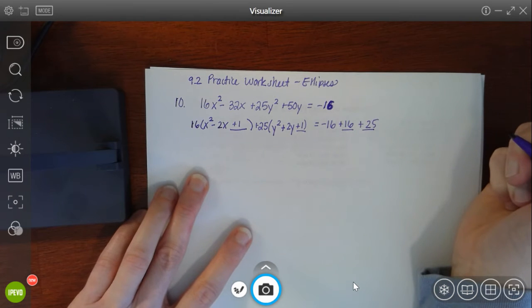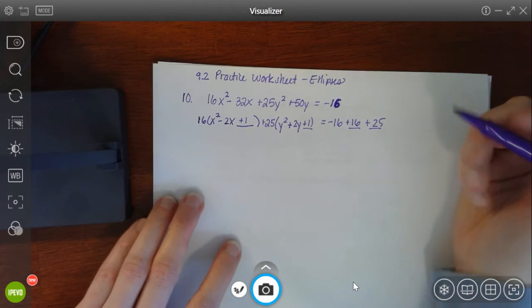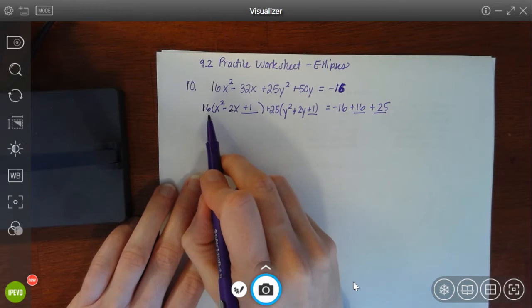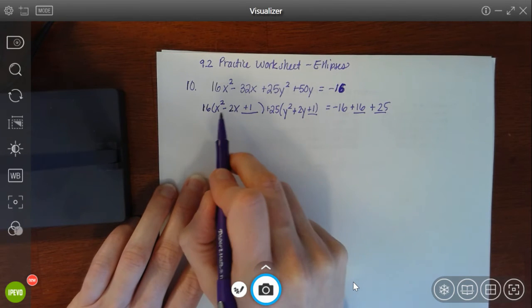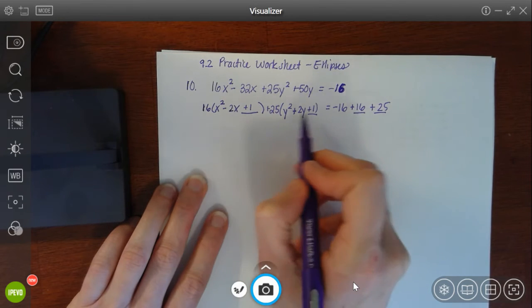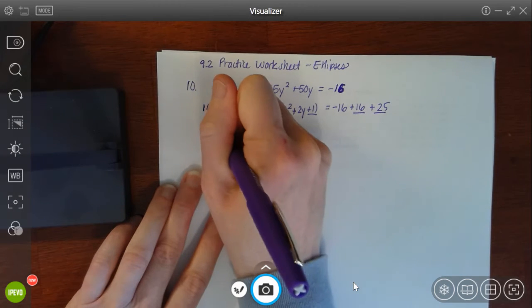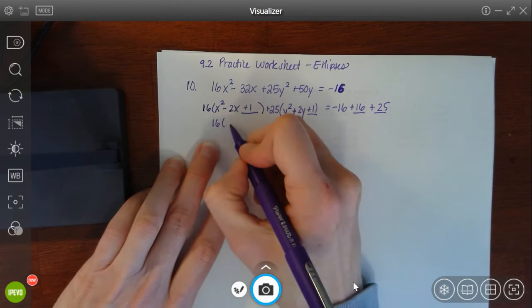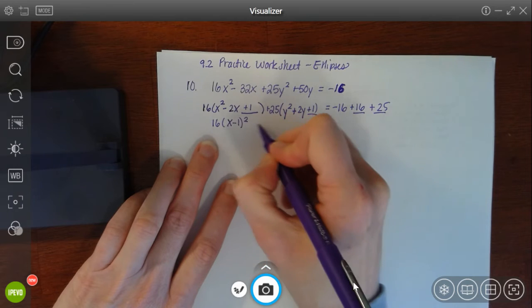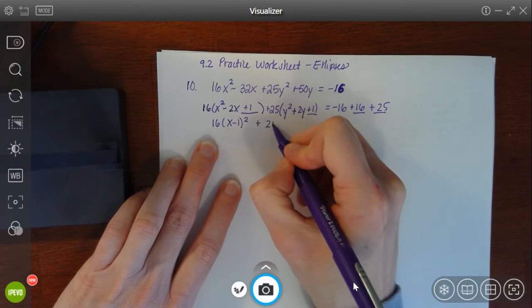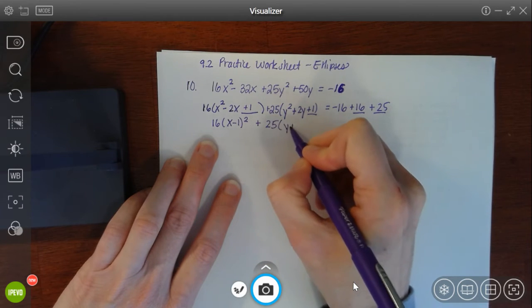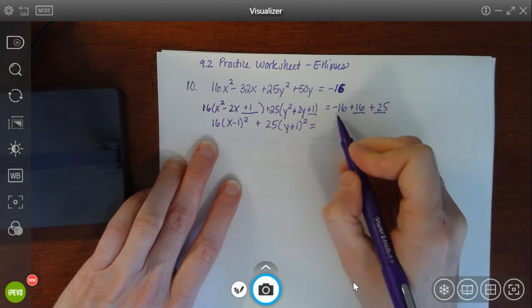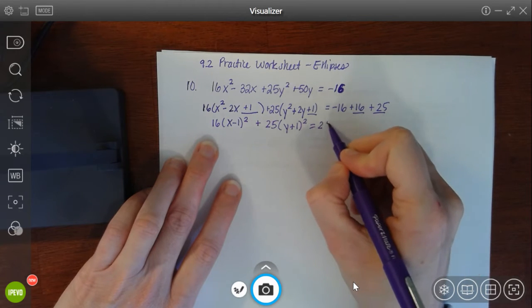over to that side. So now to finish up the problem, I'm going to finish the process for completing the square. This now created perfect trinomial squares, so I'm going to factor them. So I'm going to get 16 times that quantity of x minus 1 squared plus 25 times that quantity of y plus 1 squared. And if I do the math over here, that leaves me with just 25.